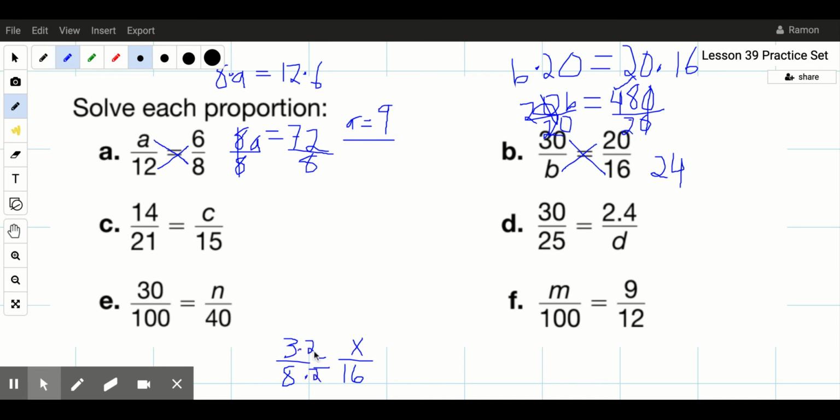So I know that x is 6, right? And that's absolutely correct. But let's look at problem C. To go from 21 to 15, 15 is not a multiple of 21. It's not. Now, 8 is a multiple of 16, so that's why we're able to multiply by 2, because there's a common multiple there. But 15 and 21, one of them is not a multiple of the other.